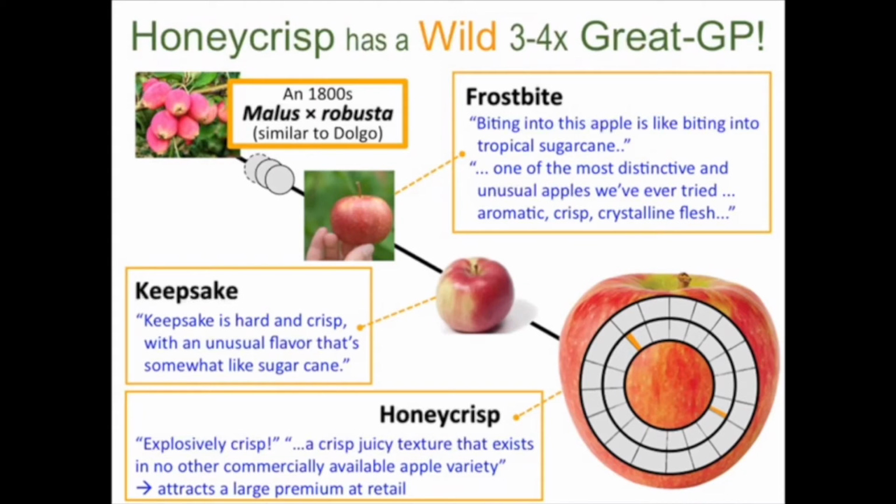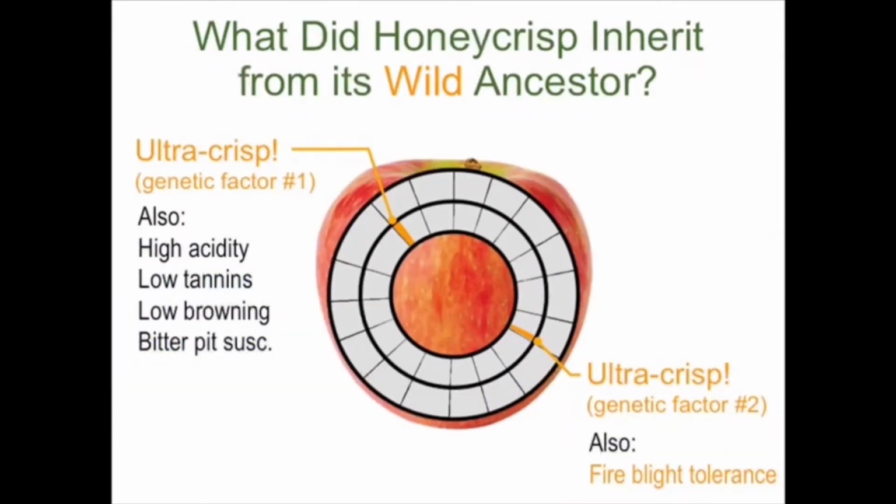It didn't come from just normal old ancestors, where bits and pieces have come together. It really looks like it's because of this serendipitous wild species background. So here are the two segments. We think both of those are required, that within there somewhere are the genetic factors 1 and 2 for providing that ultra crispness. We think both are required.